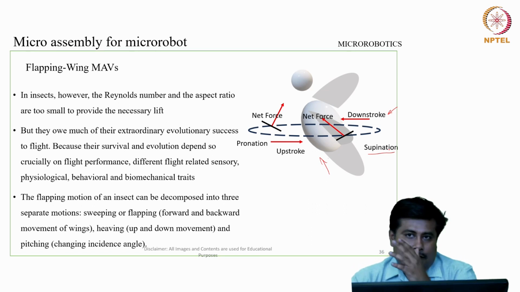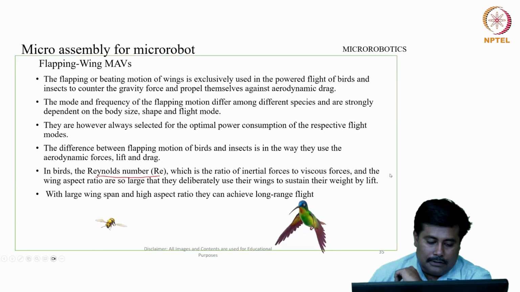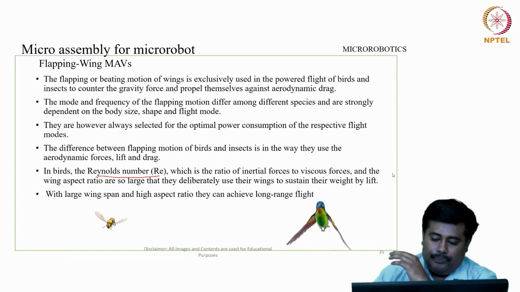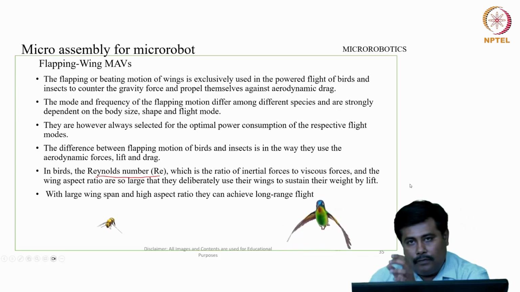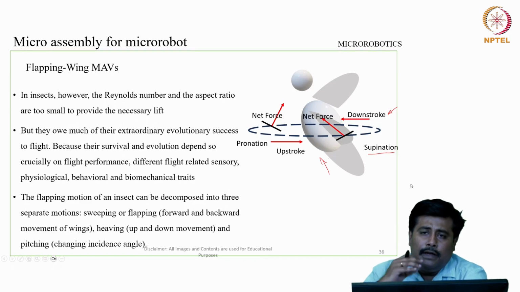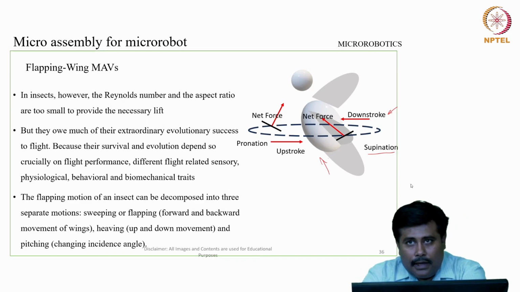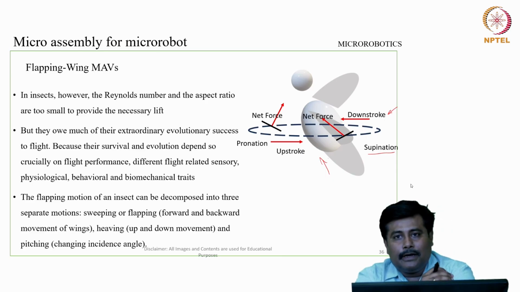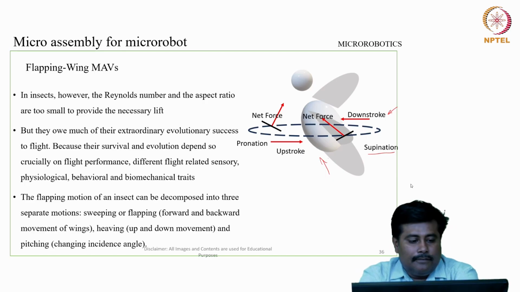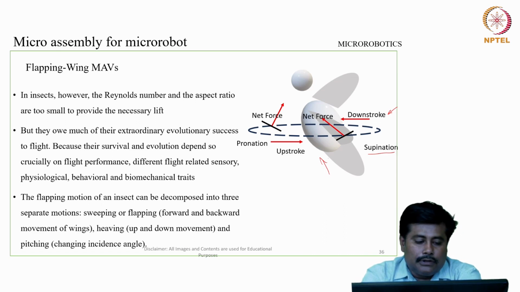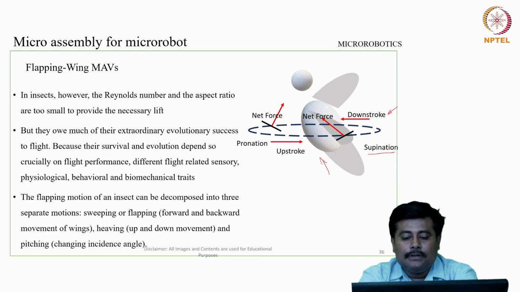Like in insects, let us consider the earlier case when we look into the Reynolds number. The Reynolds number from a bird's point of view will be different from that of an insect. In the case of an insect, the Reynolds number and the aspect ratio are too small to provide the necessary lift, but they owe much of their extraordinary evolutionary success to flight, because their survival and evolution depend crucially on flight performance, and on different flight-related sensory, physiological, behavioral and biomechanical traits. These are some of the key aspects which we may need to consider.